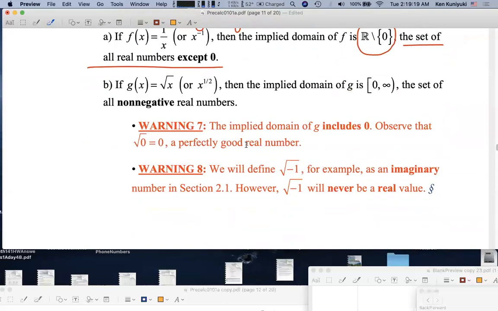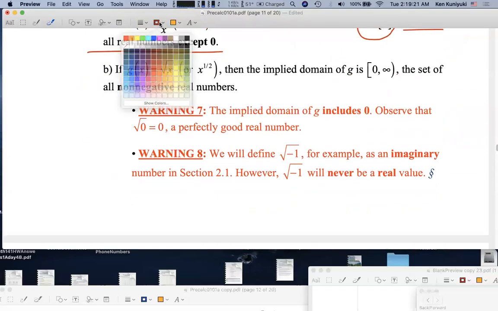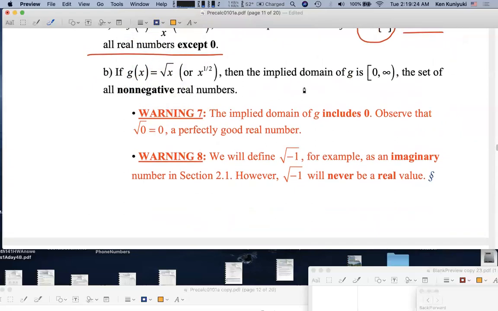Likewise, if g of x equals the square root of x, then the implied domain is the set of non-negative real numbers, corresponding to this interval form over here. Now bear in mind, 0 is included in the domain. The square root of 0 is 0, a perfectly good real number. People often forget that 0 is in the domain of the square root function. However, negative numbers like -1 are not, because the results will never be real.